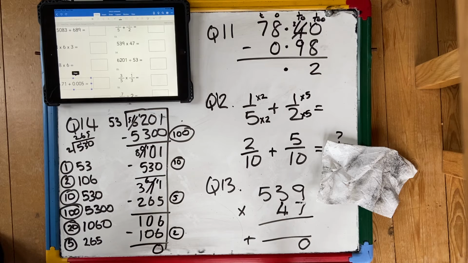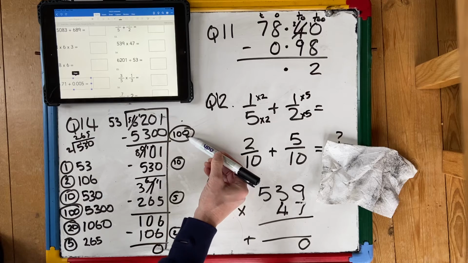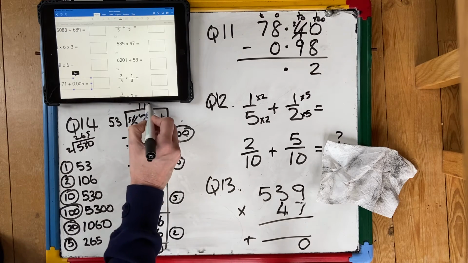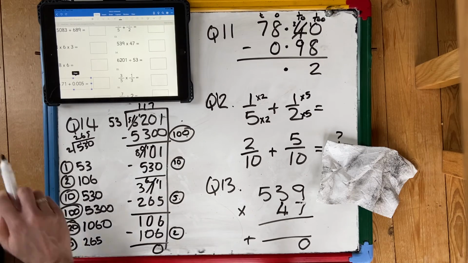So how many chunks of 53 are there in 6,201? You've got 100, 10, 5, 2, so 117. And there's your answer.